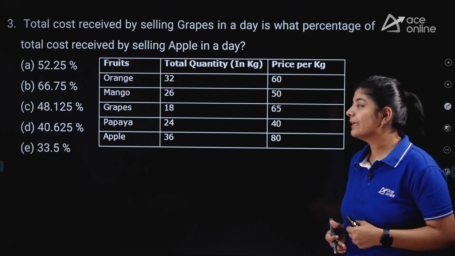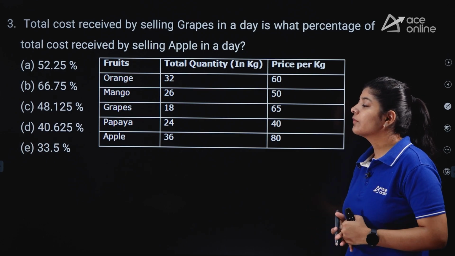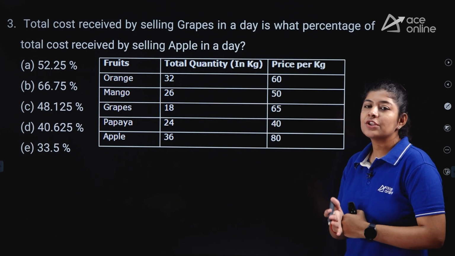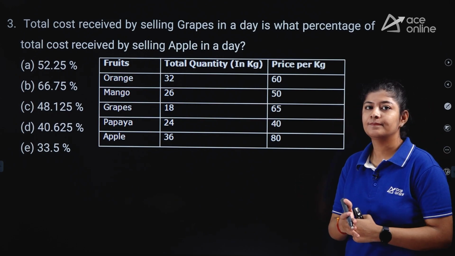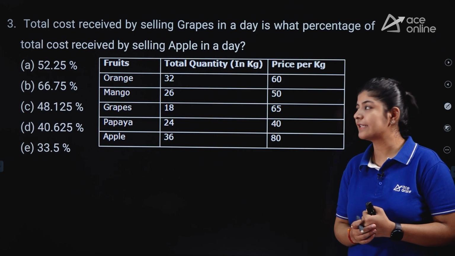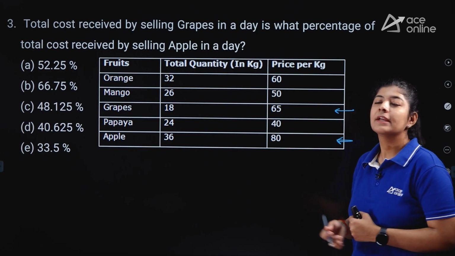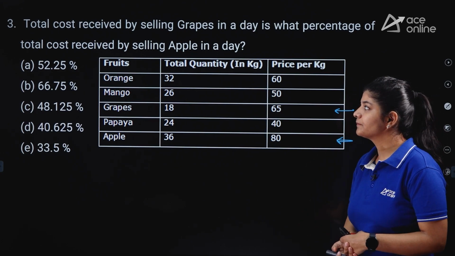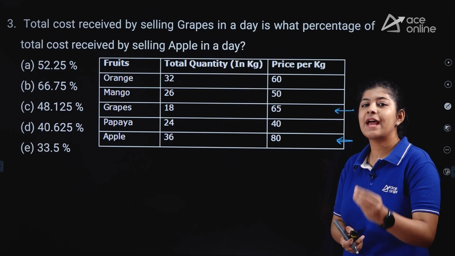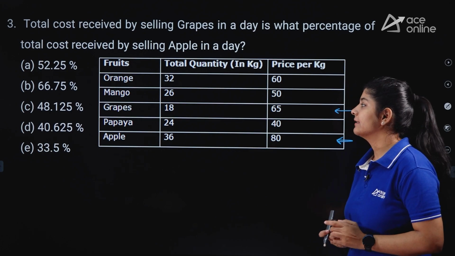Grapes to apple, right? In terms of total cost, we have to calculate the percentage of grapes to apple. So first calculate the total cost that we are receiving from this one and from this one, and simply determine the percentage. You have all your data on the board. All you have to do is the basic mathematical calculation so that you will get your correct answer. Okay.